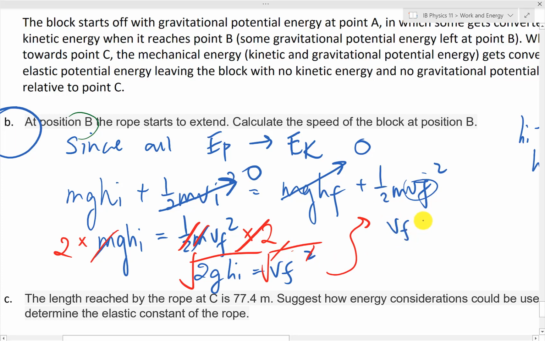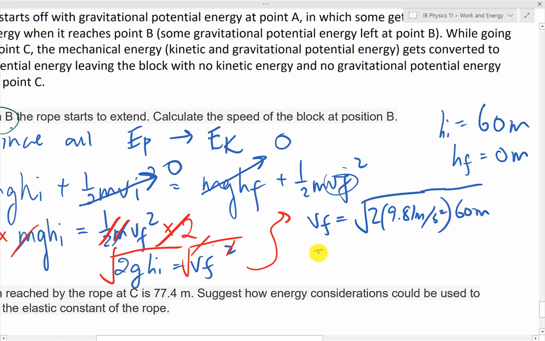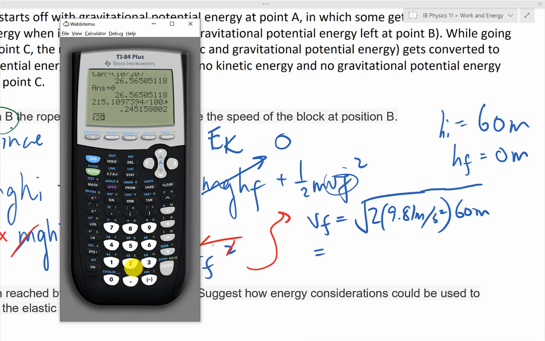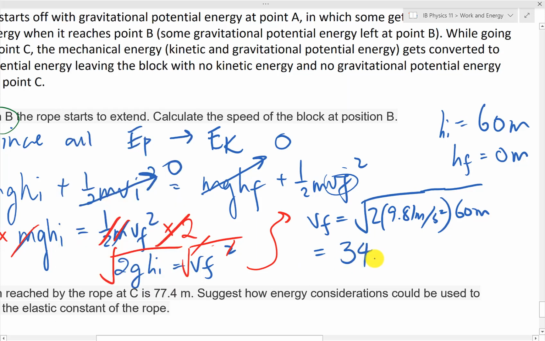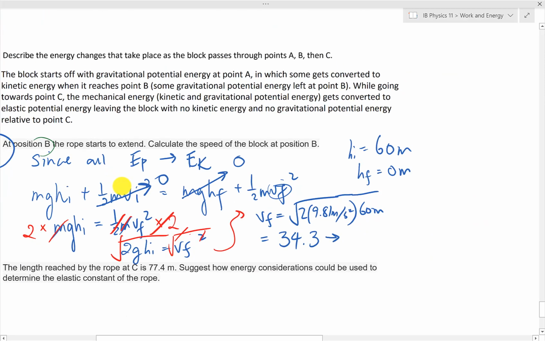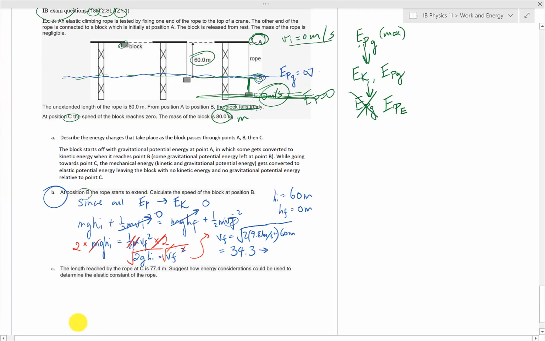We are left with the final velocity equal to the square root of 2 times gravity, 9.81 meters per second squared, times the height, which is 60 meters. Putting this into our calculator, we get 34.3 meters per second, which we are going to round to 3 sig figs, so that's going to be 34.3.